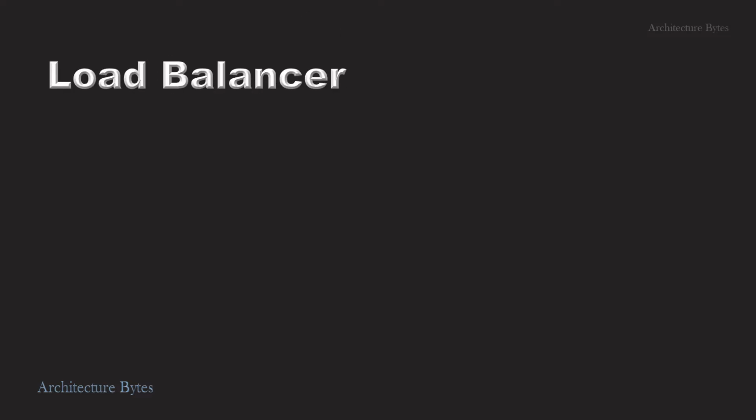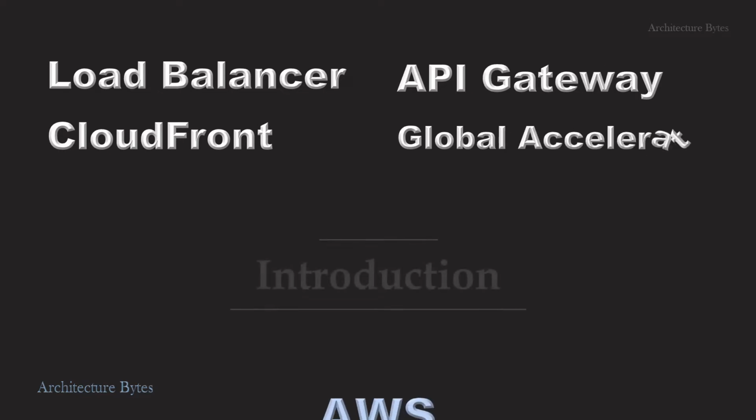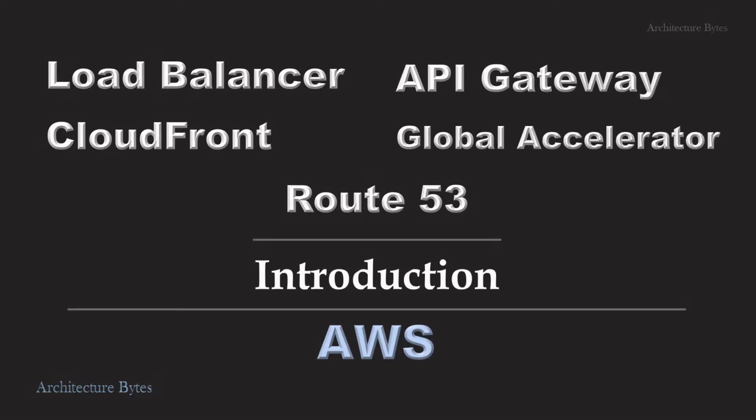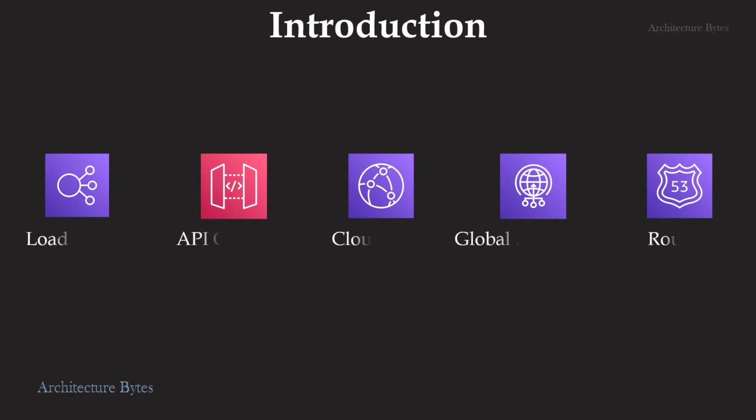Let's learn about AWS Load Balancers, API Gateway, CloudFront, Global Accelerator, and Route 53. Our goal here is to understand what each of these services do and how they interact with other AWS services. To begin with, let's take a quick look at AWS Global Infrastructure.